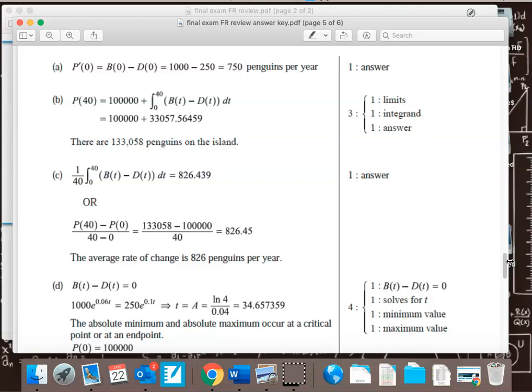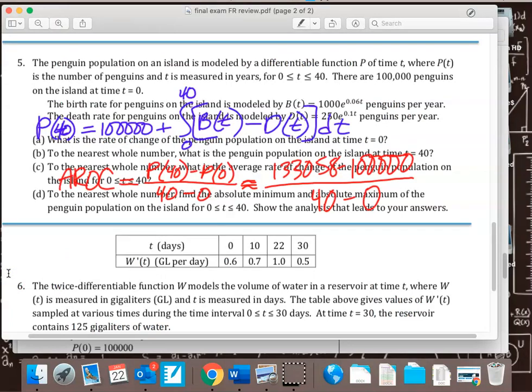All right, the last part says to the nearest whole number, find the absolute min and max of the penguin population from 0 to 40. So the first thing when you're finding maxes and mins, you find your derivative, you find your critical numbers, and you test your critical numbers and your endpoints, right? So we need a derivative for P prime. Lucky for us, in part A, we found P prime. P prime was B minus D, right?